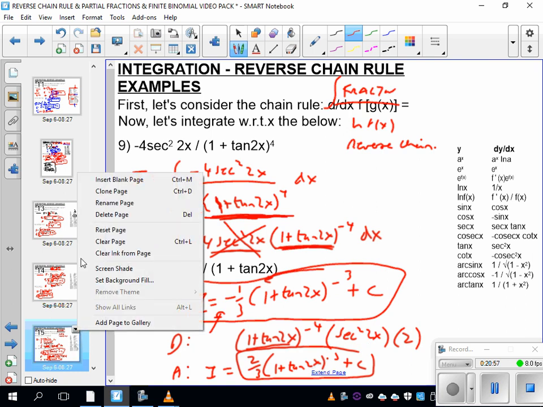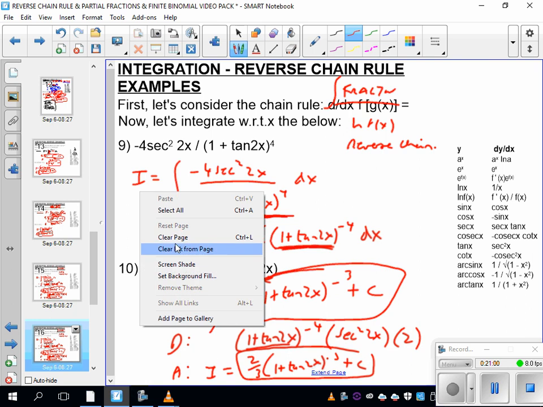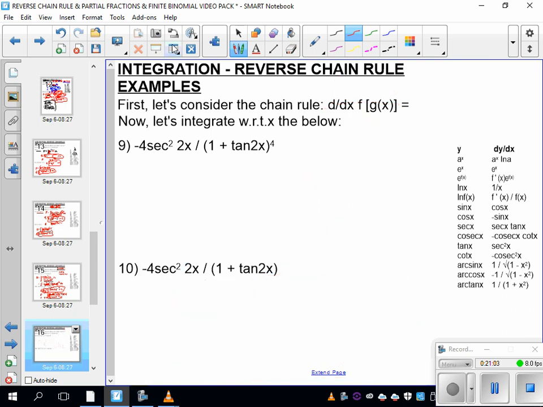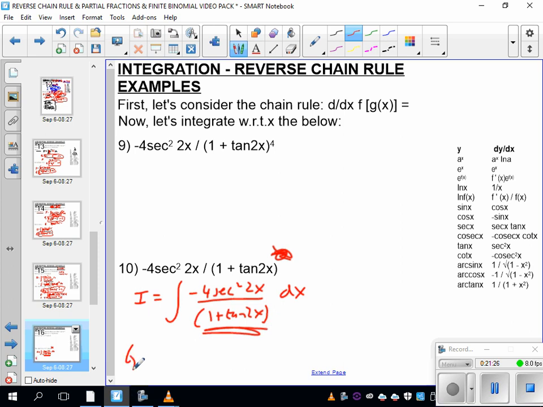Okay? Number 10, very similar story. Except this time, there's no power here, notice, right? So there's no power. So I is minus 4 sec squared 2x over 1 plus tan 2x. So again, you got your fraction, but does the bottom differentiate to some multiple of the top? Yes. Right? Tan 2x does go to sec squared 2x some multiple. So we're going to guess ln, remember the mod brackets, 1 plus tan 2x plus c. There you go. That's the guess.